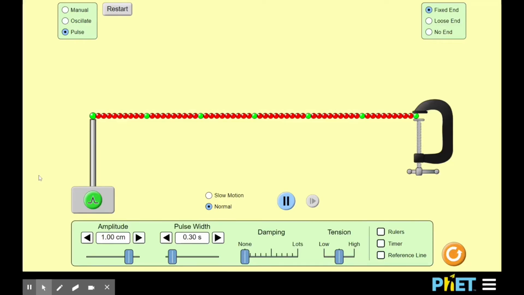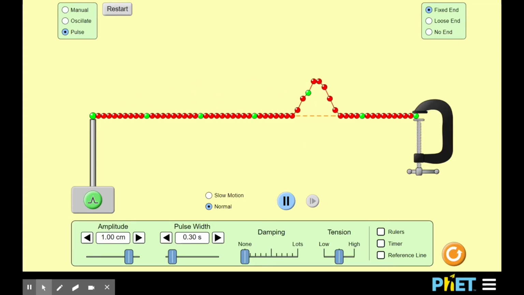In talking about constructive and destructive interference, we're going to use this simulation here. It's a PhET simulation that uses a wave on a string. So we're going to actually send a pulse through this wave, and you can see that wave as it transfers back and forth across the string.